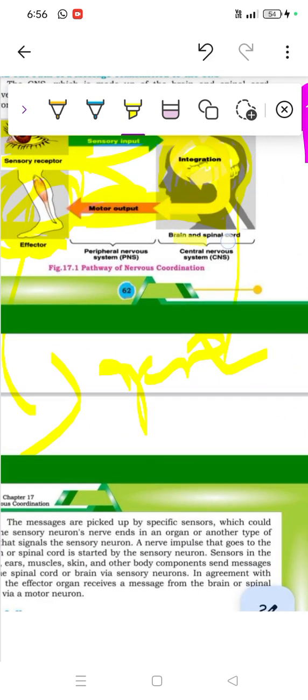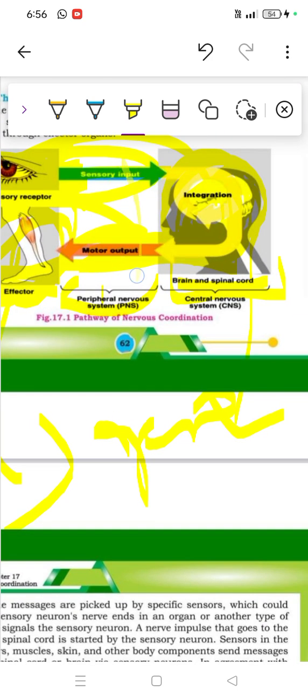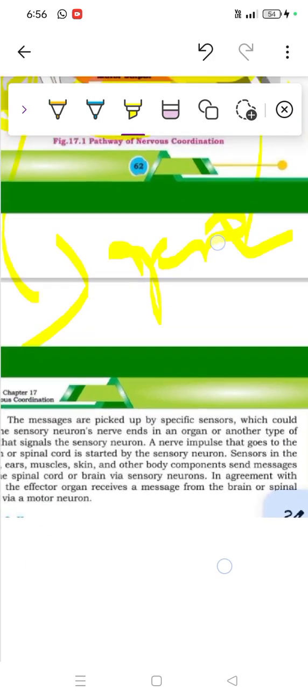So the brain and spinal cord, with integration, are part of the central nervous system. As I mentioned, both sensory and motor nerves are part of the peripheral nervous system. So yes, I hope it's clear. It's quite a small topic. Let's see what's written here.